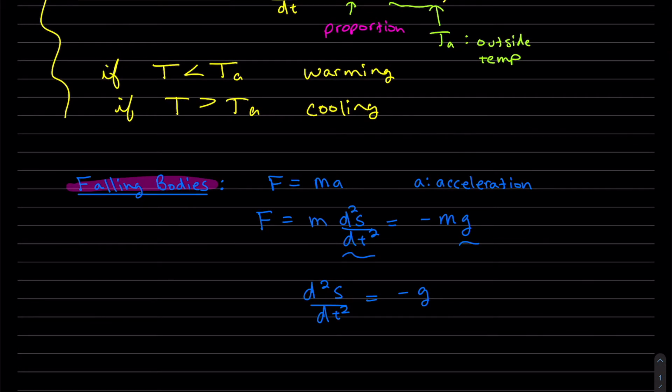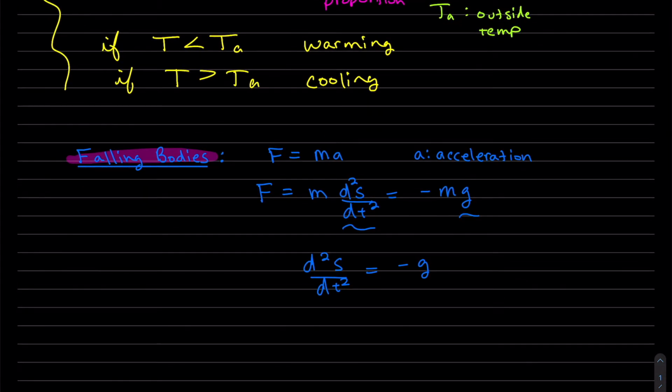Here is a formula for falling bodies, and we're just using the common formula F equals mass times acceleration. A is acceleration, but we also know acceleration is the second derivative, so we can replace a with the second derivative of the distance in terms of time. This is also equal to minus mg. So our acceleration is minus g, negative because it's going downward.